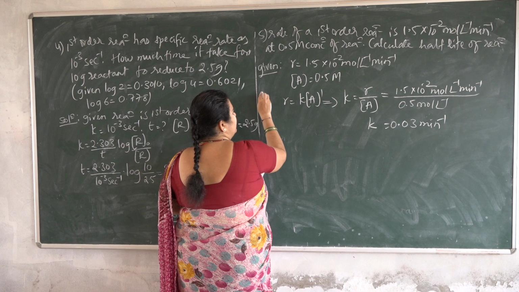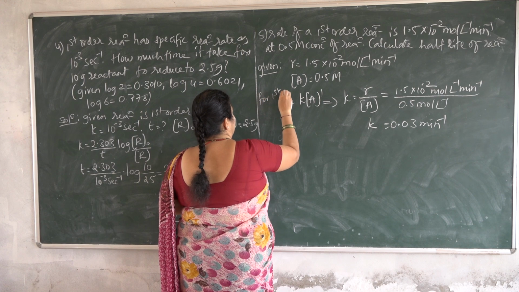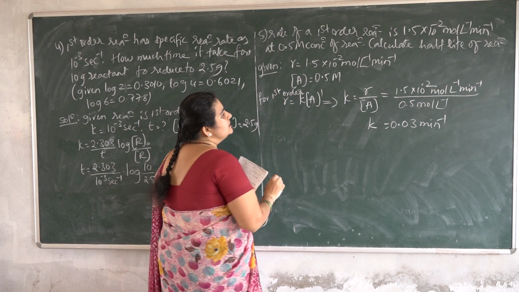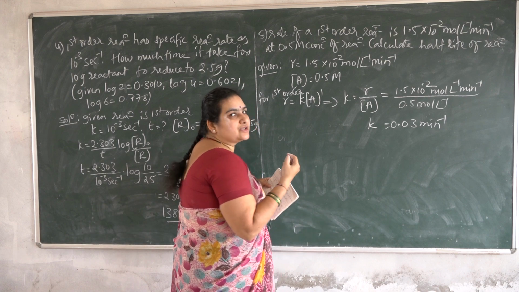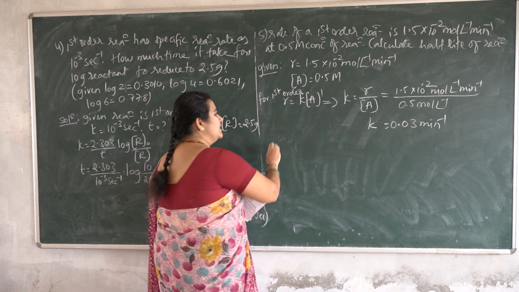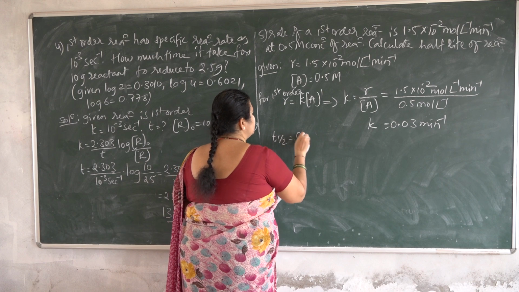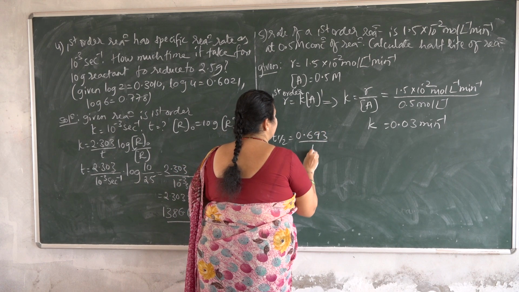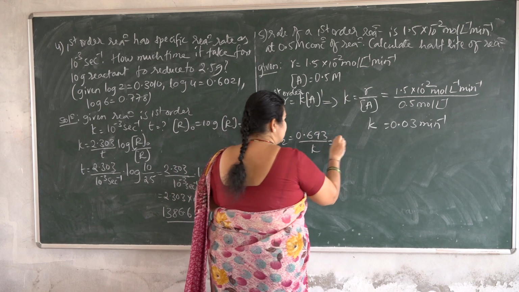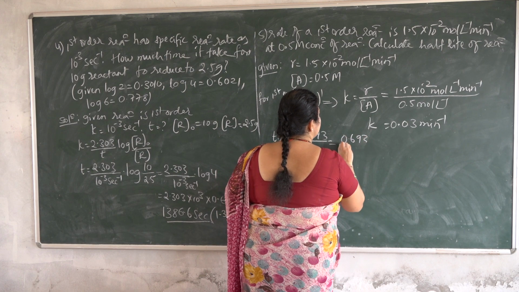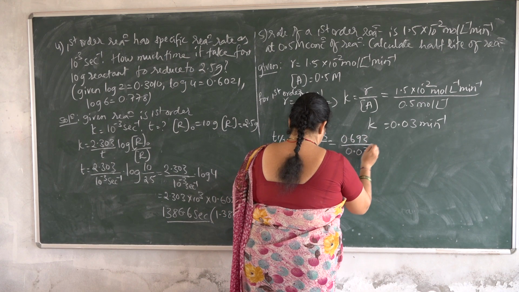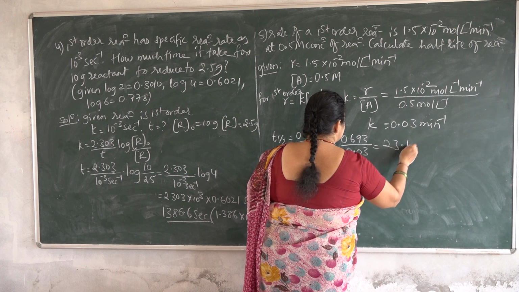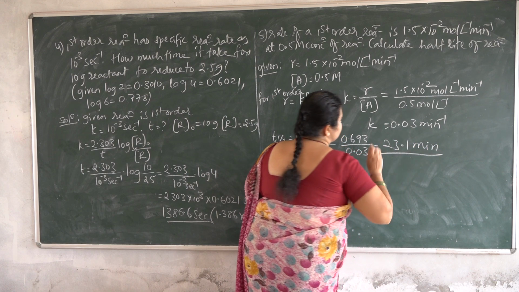Now for first order, find out the relation for T half. T half is equal to 0.693 divided by K, that is equal to 0.693 divided by 0.03, that is equal to 23.1 minutes.